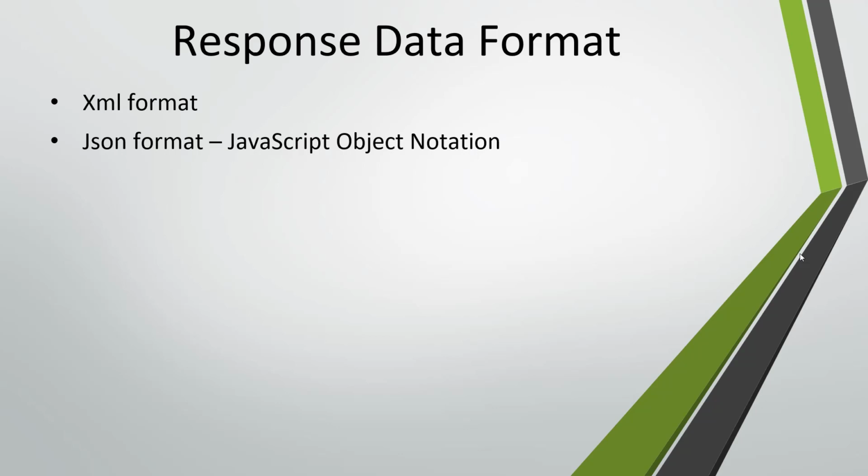There are two formats supported by the application, the XML format and the JSON format. JSON stands for JavaScript Object Notation. Whenever you send a request, the response data will be in one of these two formats. Let me show you how the data looks in JSON format and in XML format.